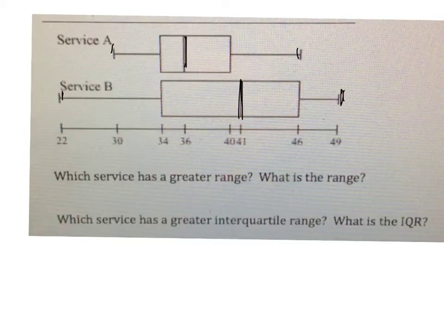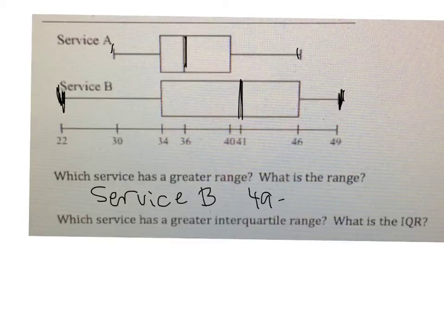If you look, here's the maximum and here's the minimum of this one. That's a lot bigger than service A. So service B has a greater range. For service B, the range is 49 minus 22, which is 27. Then it asks which service has a greater interquartile range.